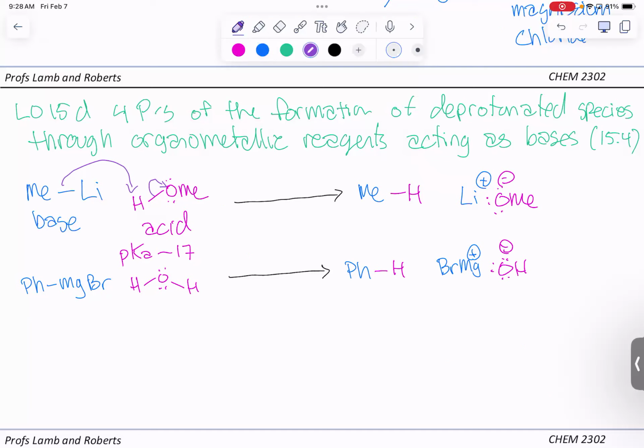All right, the fourth P, of course, we take the arrow from the electron density between the magnesium and the bromide bond. We go ahead and draw that arrow to attack hydrogen, and we break that OH bond to get those electrons back.